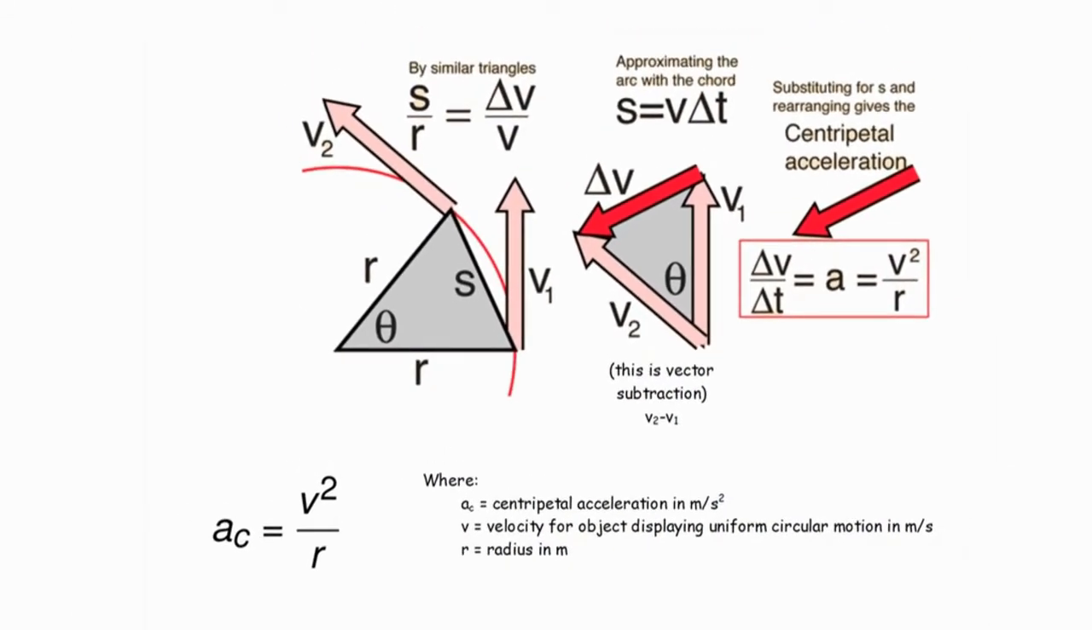Now there is a formula for centripetal acceleration, which is v squared over r. So we have two similar triangles here. And it's really trying to take, okay, so we have our change in velocity. So our change in velocity over our time is our acceleration. And from these triangles, we end up with acceleration as v squared over r. So a is the centripetal acceleration, v is the velocity squared, and r is the radius in meters.